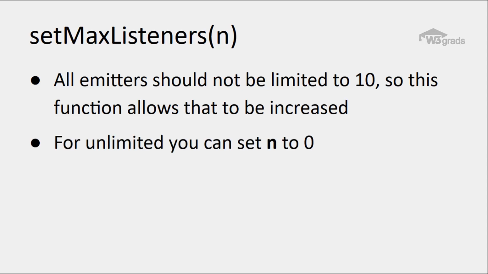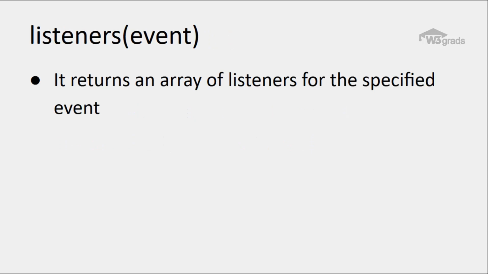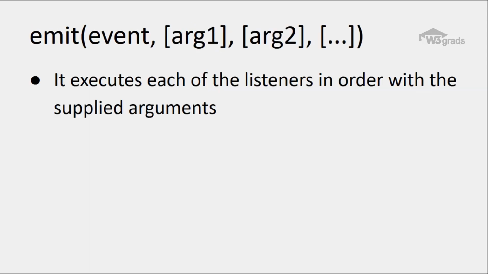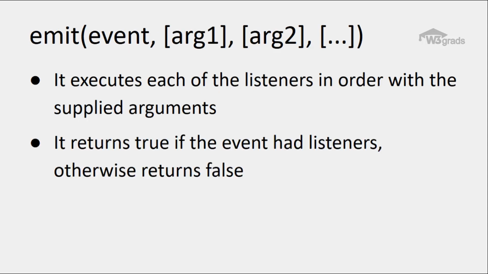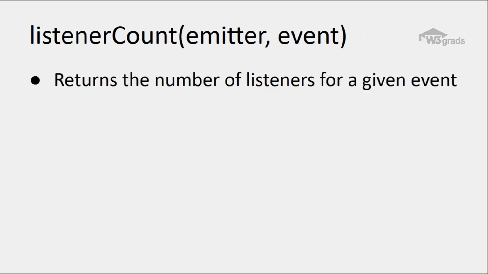The seventh one is the listeners method, which returns an array of listeners for the specified event, and the eighth one is the emit method, which executes each of the listeners in order with the supplied arguments. The emit method returns true if the event had listeners, otherwise it returns false. The last one is the listenerCount, which returns the number of listeners for a given event. So, these are some of the important methods of the Event Emitter class.